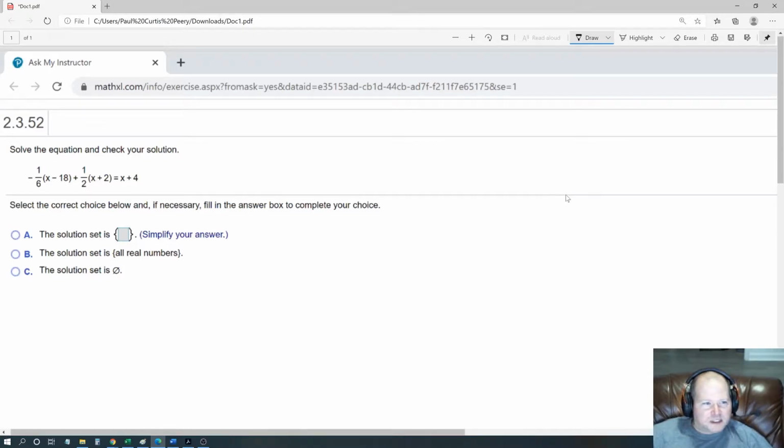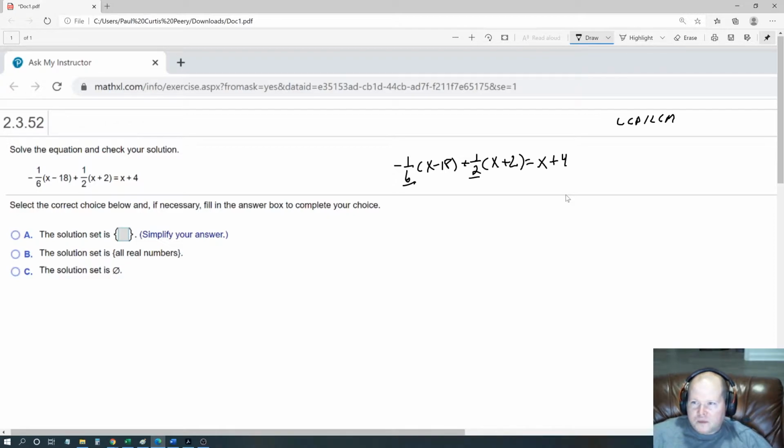First step in solving this problem is we are going to multiply both sides of this equation by the least common denominator. So we start with negative 1/6 times (x minus 18), plus 1/2 times (x plus 2), is equal to x plus 4. What we need to do is find the least common denominator, also called the least common multiple, of the 6 and the 2.